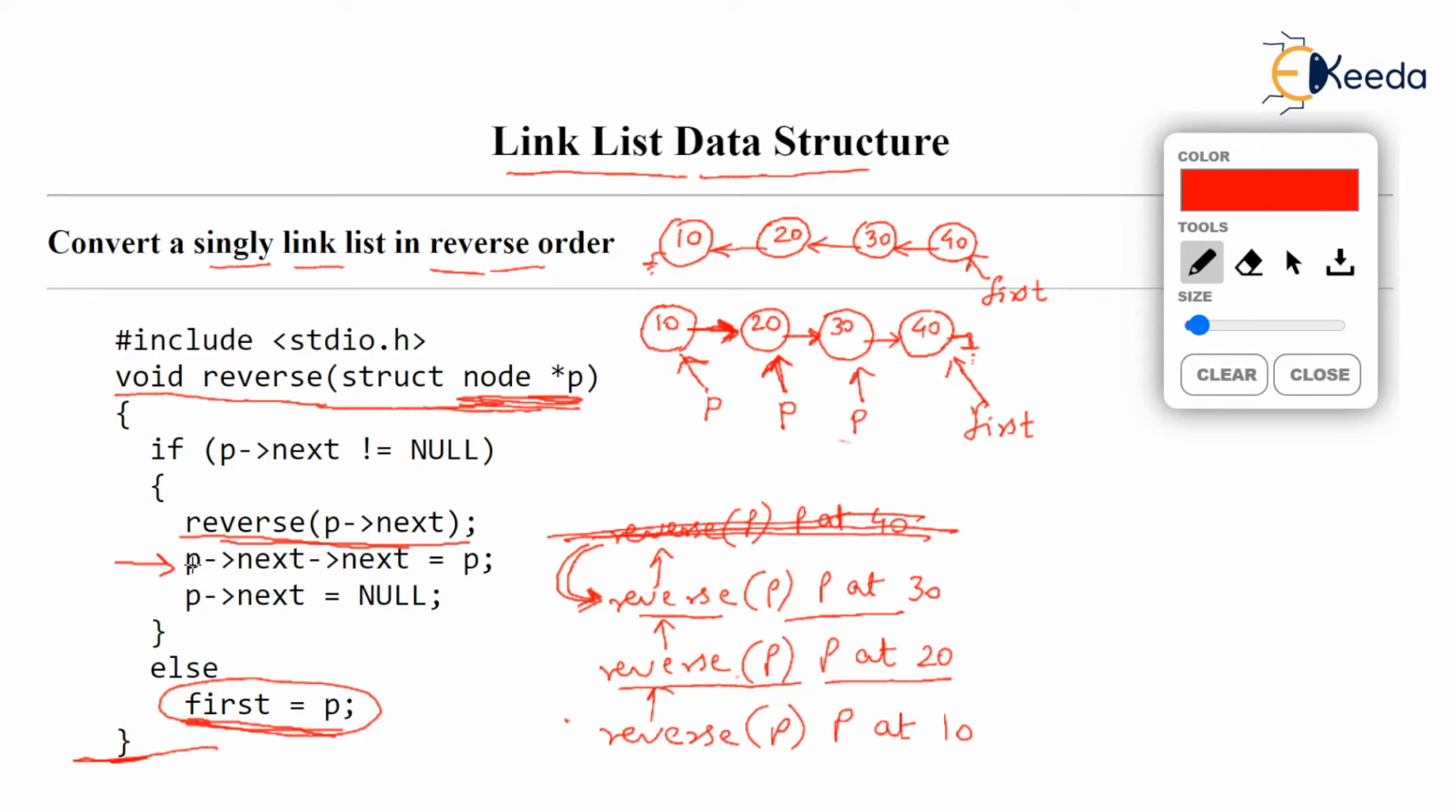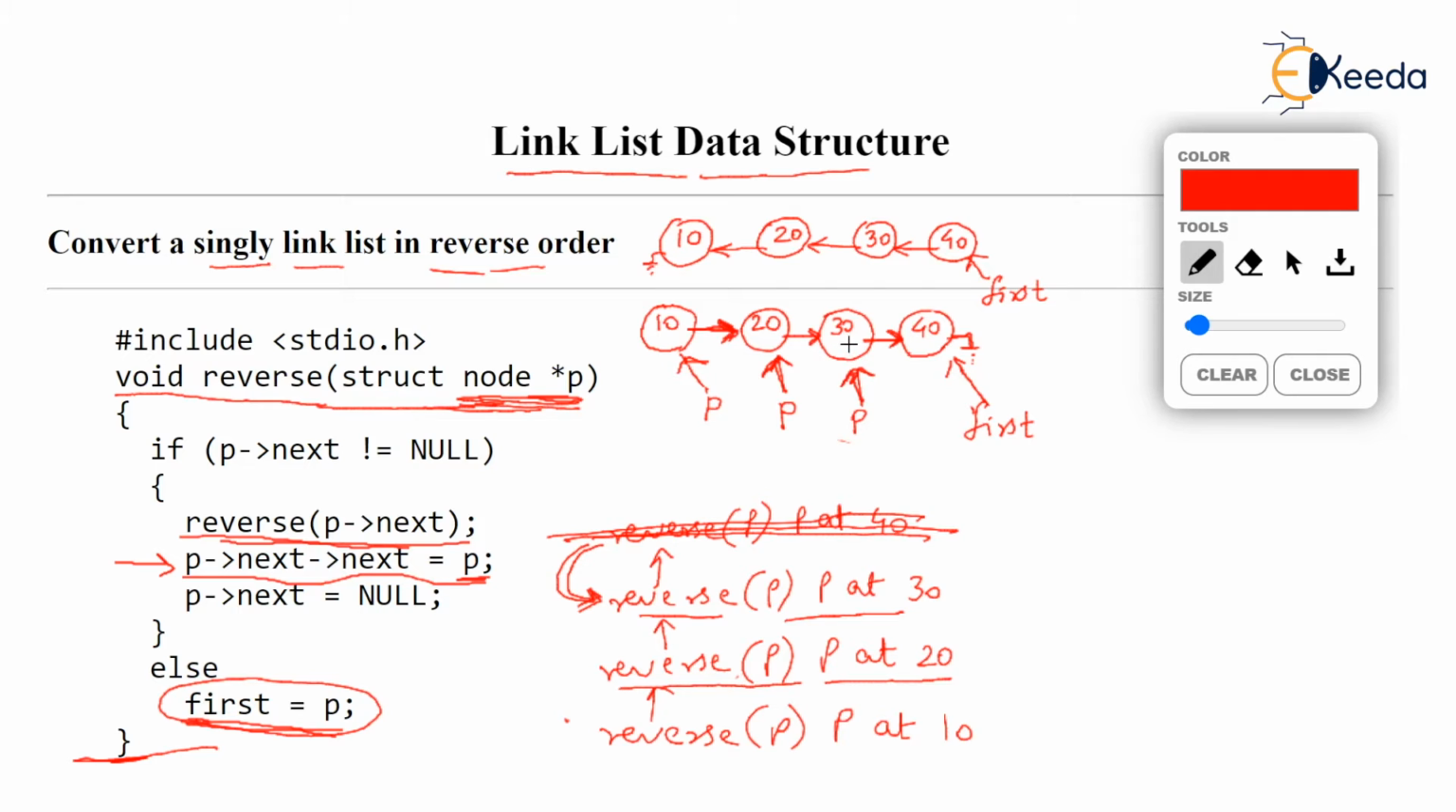So reverse 30 will resume with this line, P arrow next equal to P. Very interesting statement. You just watch. P arrow next, check the cursor place. P arrow next means we are talking about next of 30. But P arrow next has been written, this arrow next, that means it is next of 40, isn't it? P arrow next means next of 30 and next of that node. So next of 40 should become equal to P.